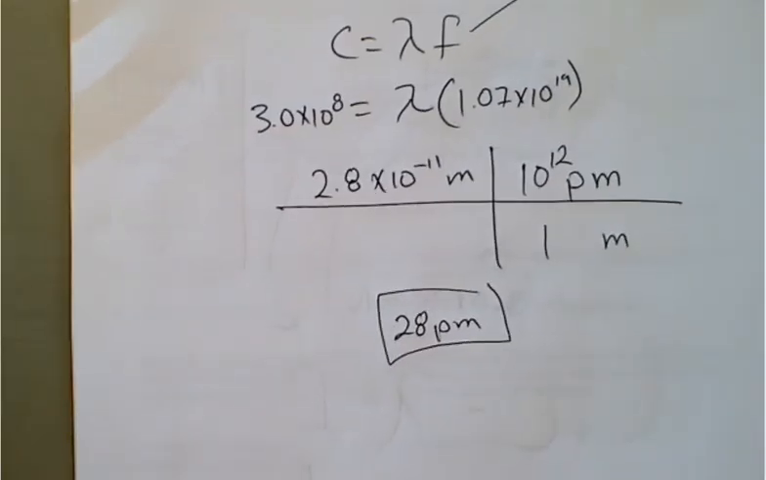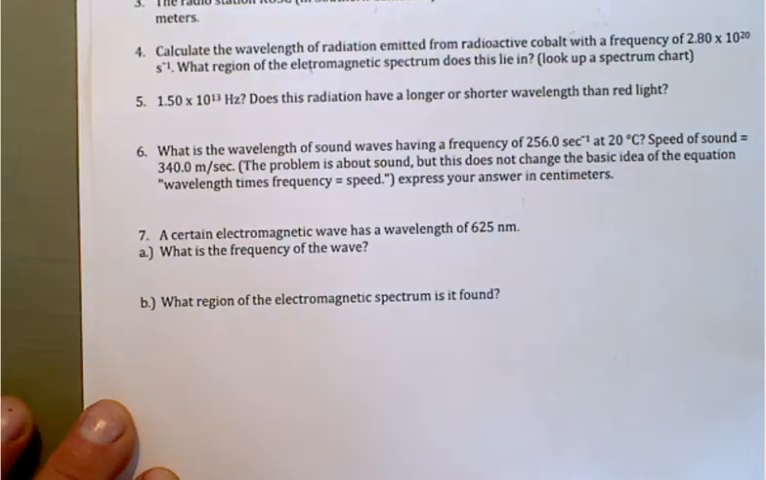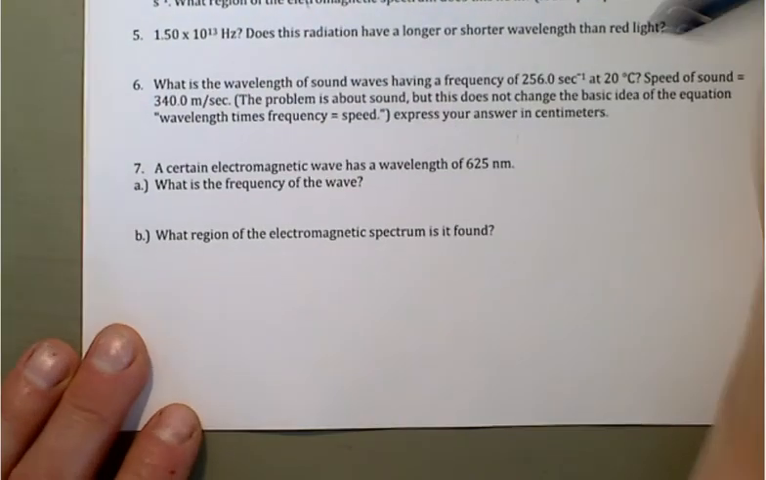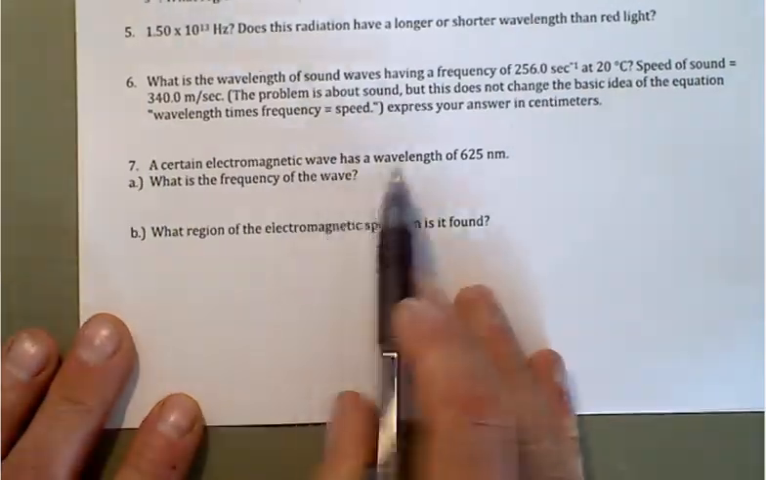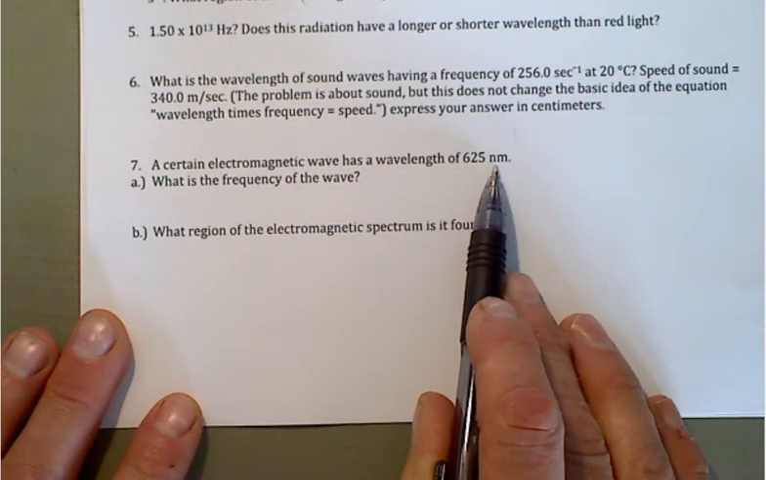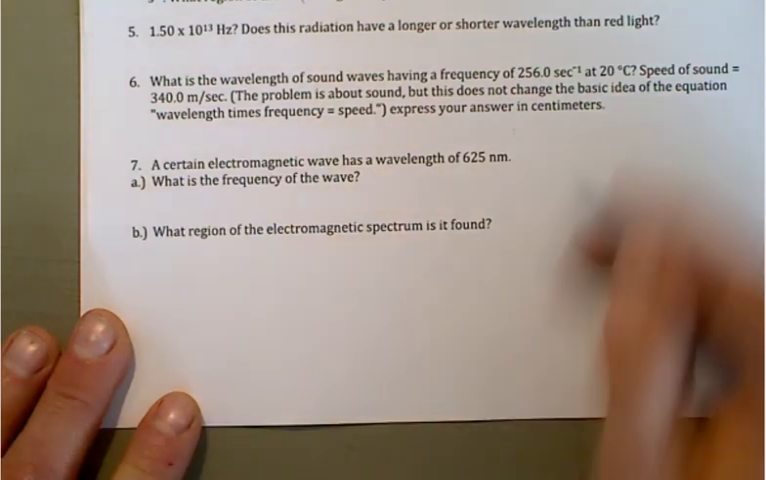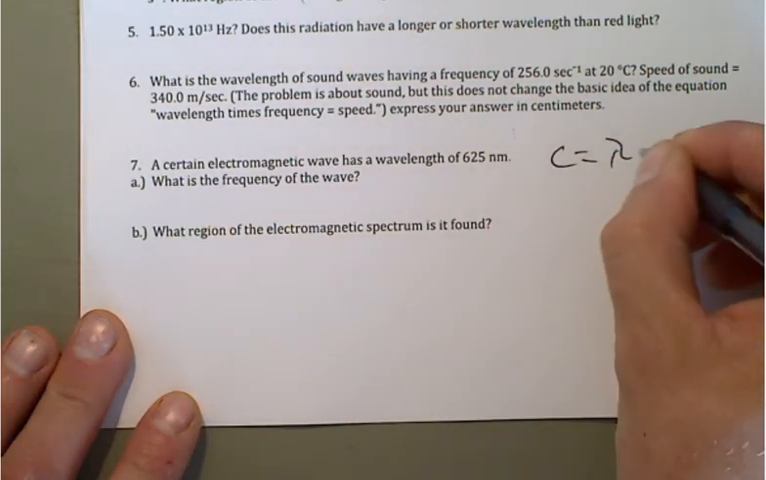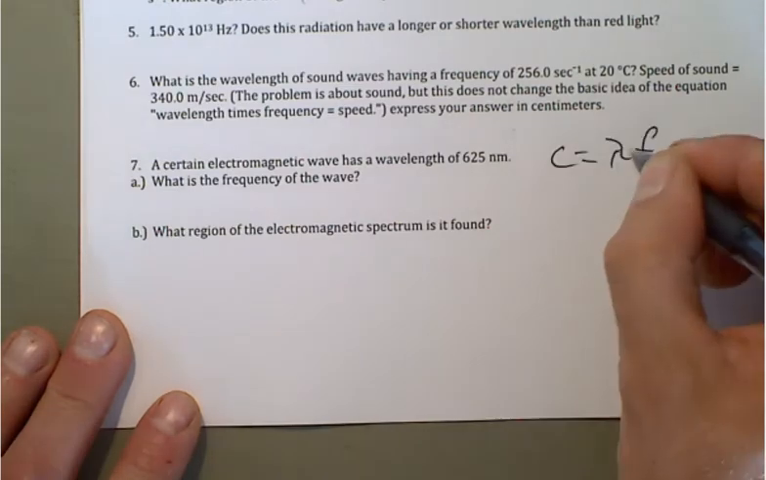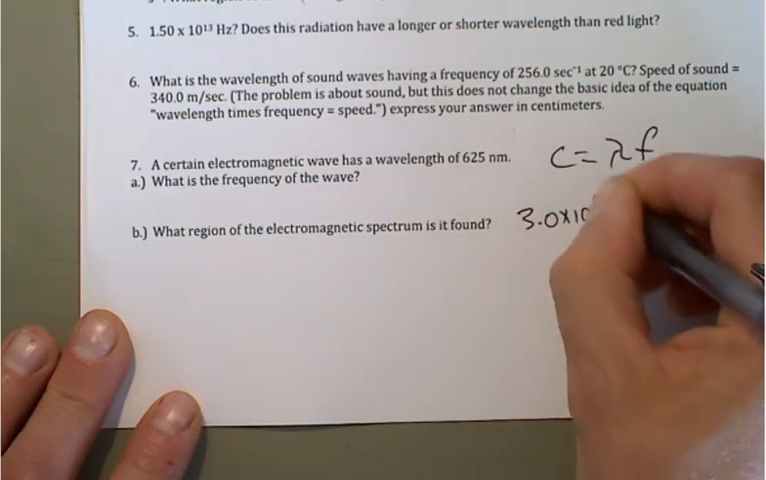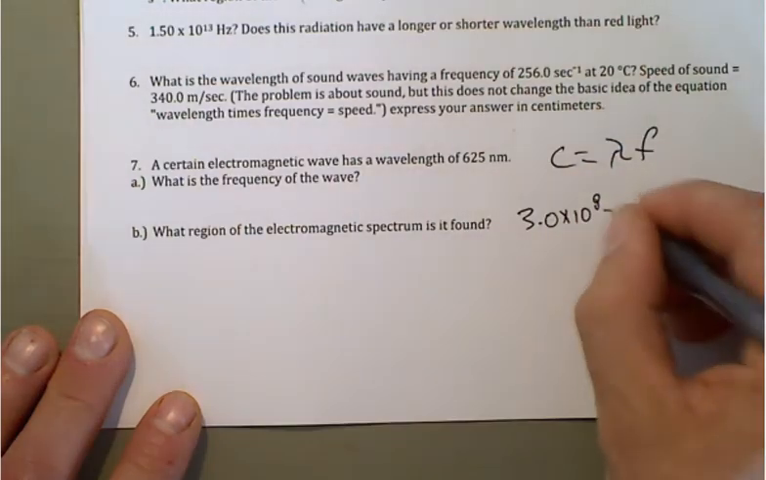All right, let's do the last one here as well, number 7, and then the rest of them you guys can do on your own. I think I should be able to just do this one right here on the paper. So here we have an electromagnetic wave. It has a wavelength of 625 nanometers. It asked me for the frequency. All right, let's do it. So here's my equation. Speed of light equals wavelength times frequency. I know what the speed of light is. It is 3.0 times 10 to the 8th.